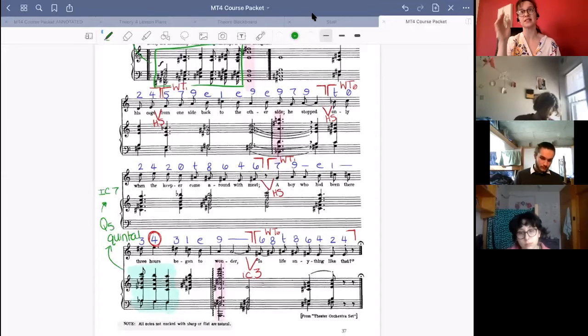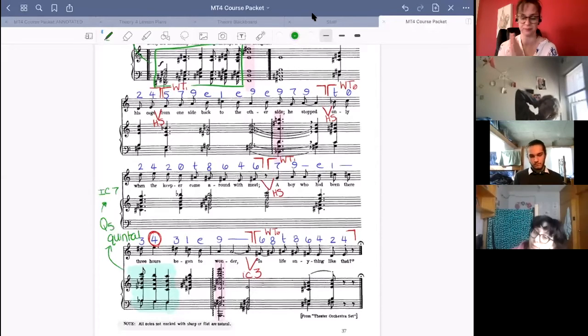So clock face, C is at 12 o'clock. Where's a perfect fifth above C? It's pitch G. So where's G on the clock face? It's at 7. So that's how I quickly generate interval classes, especially when they get a little bit bigger, and it's easy to confuse them.